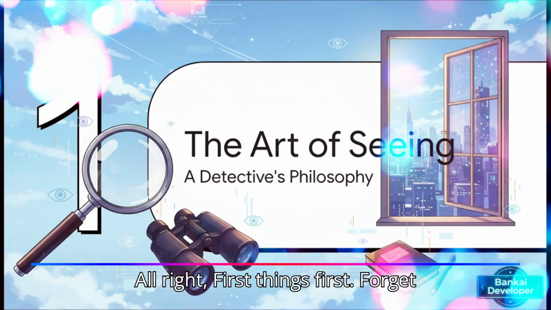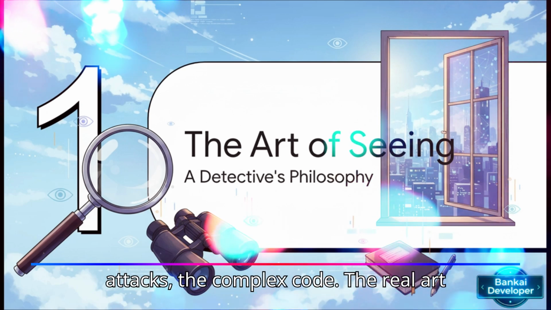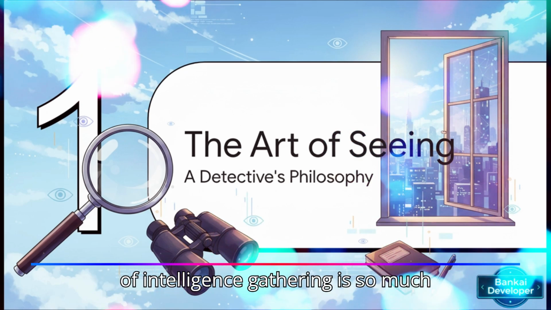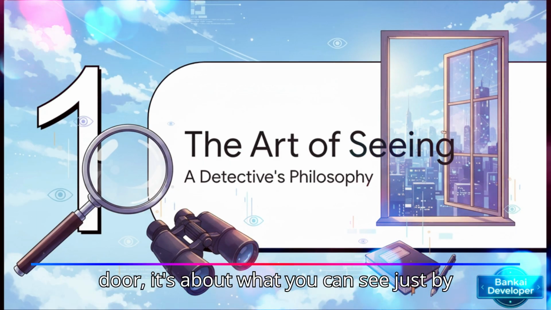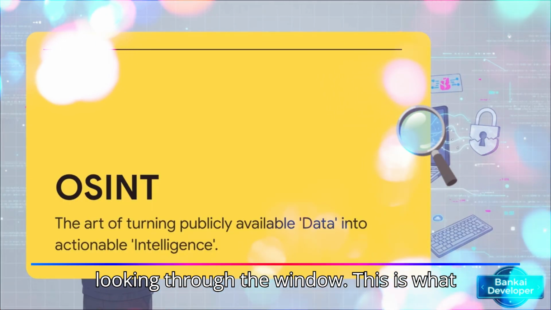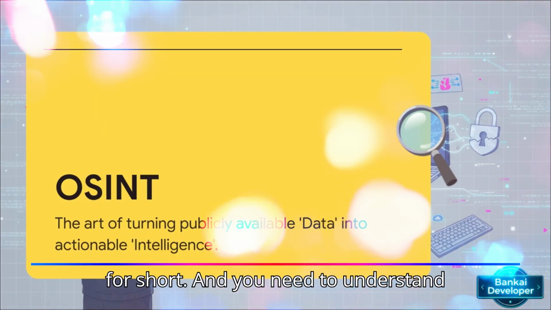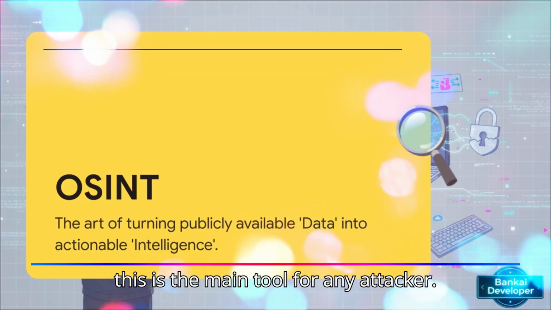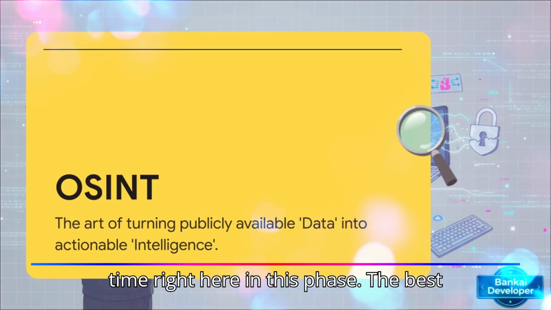All right, first things first, forget everything you think you know about hacking. You know, the brute force attacks, the complex code. The real art of intelligence gathering is so much quieter. It's not about kicking down the door. It's about what you can see just by looking through the window. This is what we call open source intelligence, or OSINT for short. And you need to understand, this is the main tool for any attacker. They spend something like 90% of their time right here, in this phase.